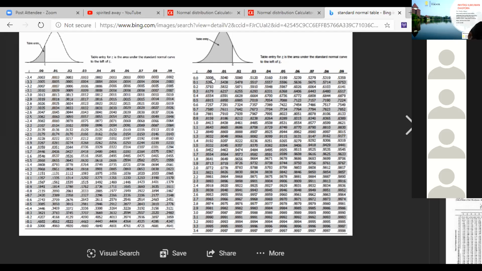And the probability, I think, so the answer is 0.4983, I think so. 0.4983. Okay, let's check it together.